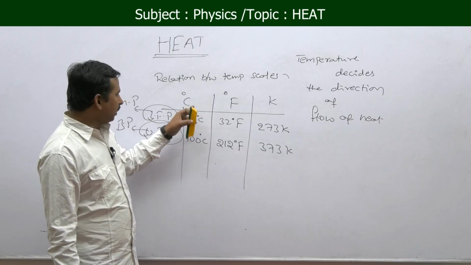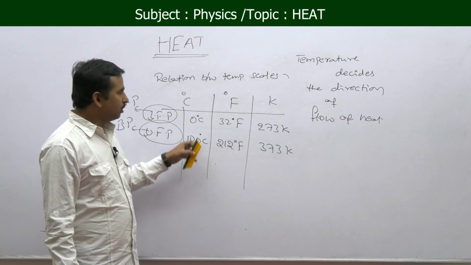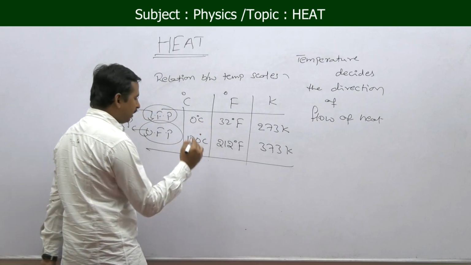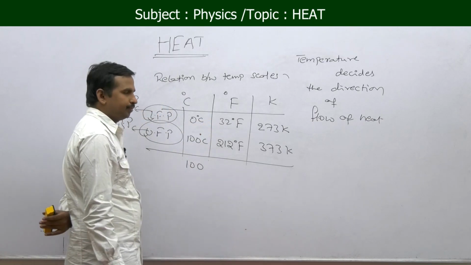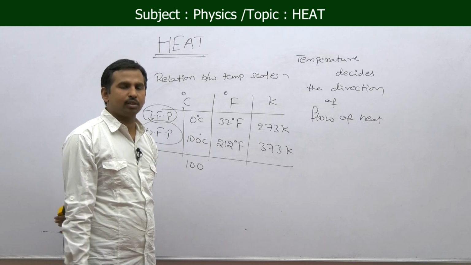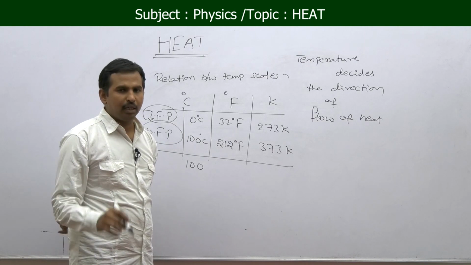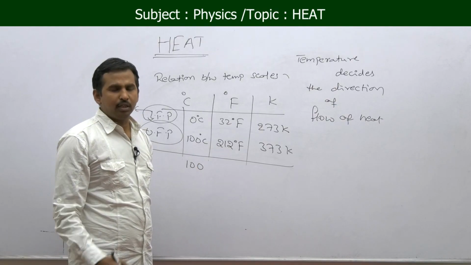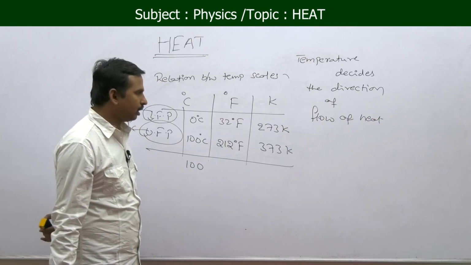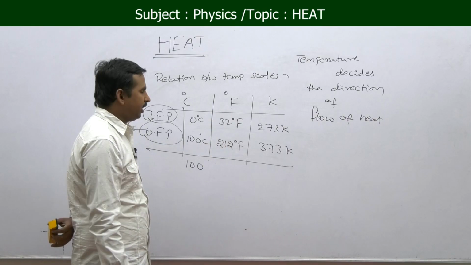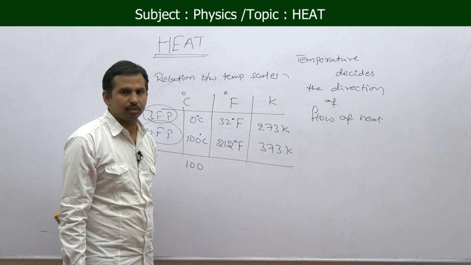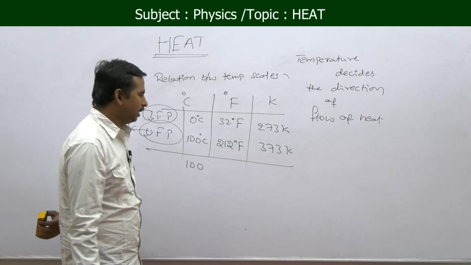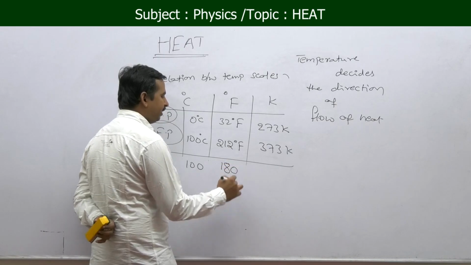Now, if you see here, it ranges from 0 to 100, so on the Celsius scale there are 100 divisions. Which means on a thermometer with a Celsius scale, the number of markings, the number of lines, is 100. So, 100 equal divisions. In the case of Fahrenheit, it ranges from 32 to 212. Its lower is 32 and upper is 212. Then 212 minus 32 gives a total of 180 divisions.